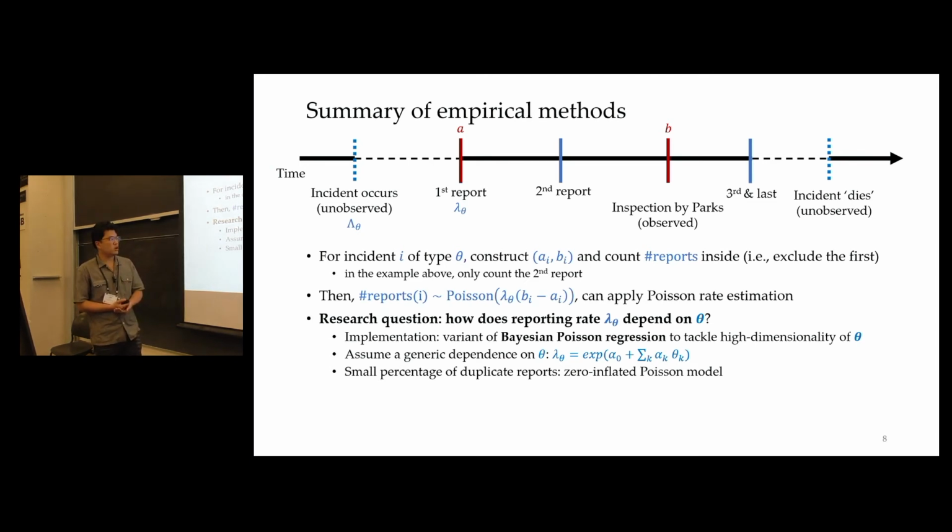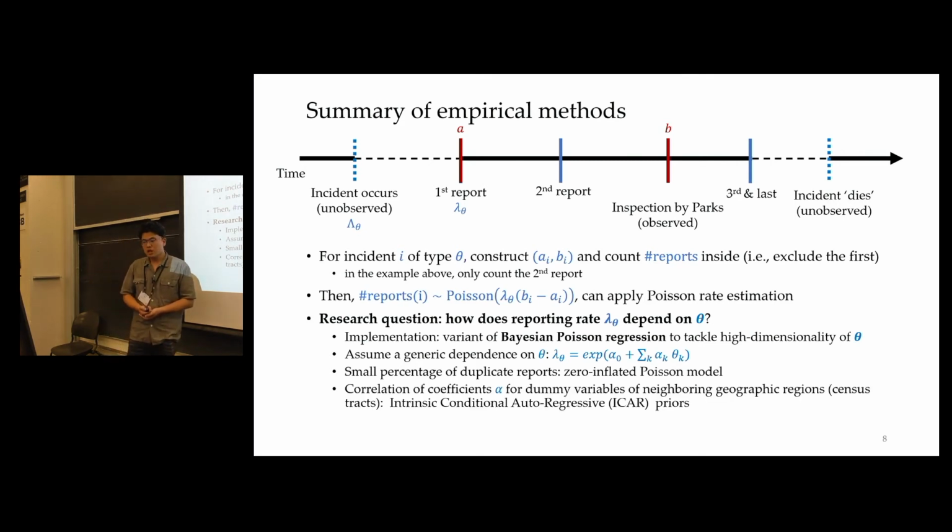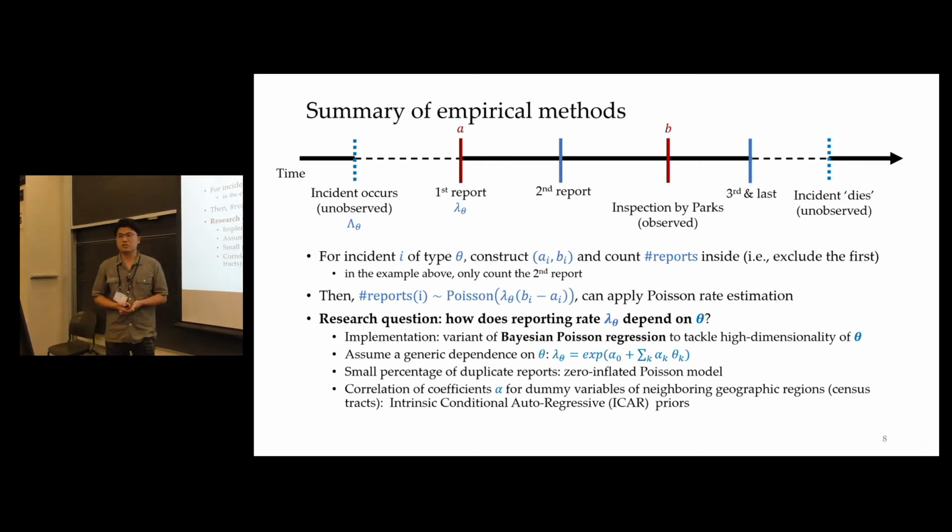So we observe a very small percentage of duplicate reports, which prompted us to use a zero-inflated Poisson model. And also, since we're using geographical variables, the coefficients for the dummy variables for neighboring geographic regions might have some correlation structure within them. This prompted us to use some form of autoregressive priors on those coefficients.